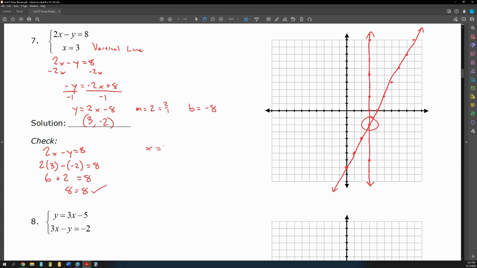In the equation x equals 3, we're just plugging in 3 in for x because there is no y. And indeed, 3 is equal to 3. So that checks out as well.